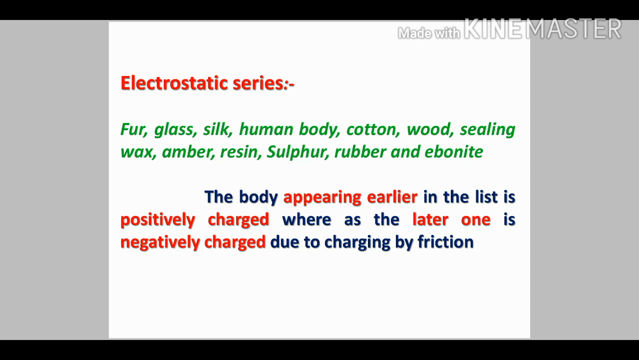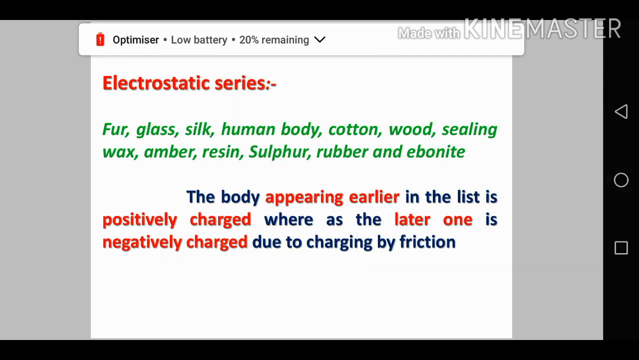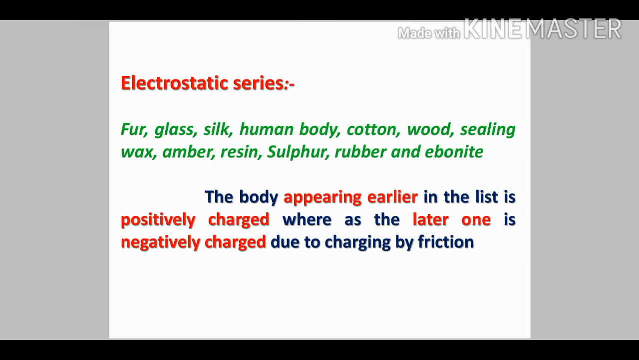Let's take glass and silk cloth. Glass is appearing earlier, and silk is appearing later. So when a glass rod is rubbed with the silk cloth, the earlier one, glass, loses electrons to the silk. So the glass rod will become positively charged and the silk cloth will become negatively charged. We will see this with the help of animations.